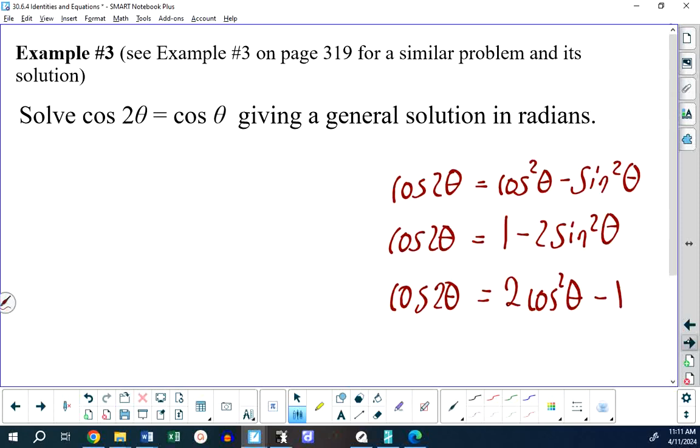Because if I use the first option, I will create an equation that contains sines and cosines. And you can get rid of the sines if you like with the other Pythagorean identity that we've talked about today. The same would be true using the middle option. But using the third option is the wisest move. This becomes 2 cos squared theta minus 1 equals cos theta.